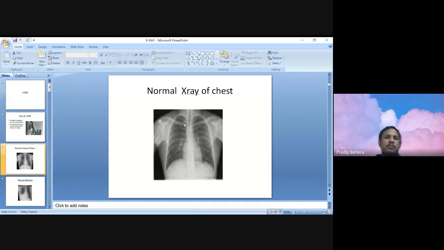So from the apex to the lower border of the second rib anteriorly, this is called the upper zone. That means from the anterior end of the second rib to the anterior end of the fourth rib is the mid zone, and from the fourth rib down, this area is called the lower zone. So just remember, X-rays are described as zones: upper, middle, and lower.